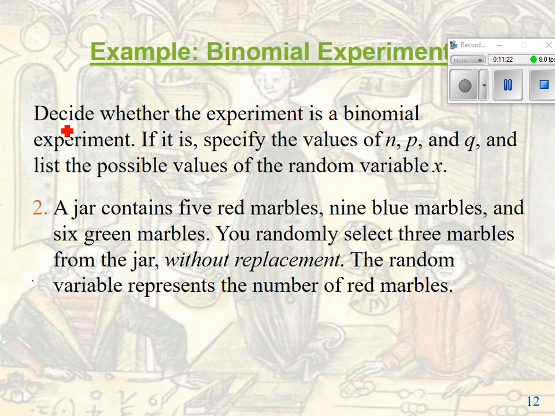Decide whether the experiment's a binomial, same thing. A jar contains 5 red marbles, 9 blue marbles, and 6 green marbles. You randomly select 3 marbles from the jar without replacing the marble. The random variable represents the number of red marbles. Is this a binomial? No. Why not? There's not a win-loss thing.